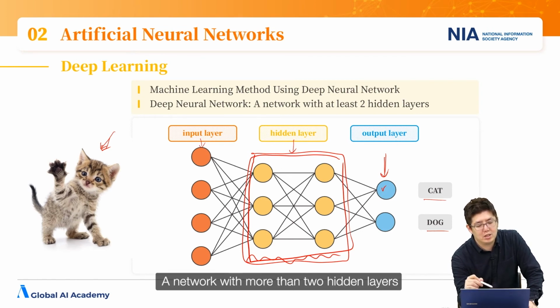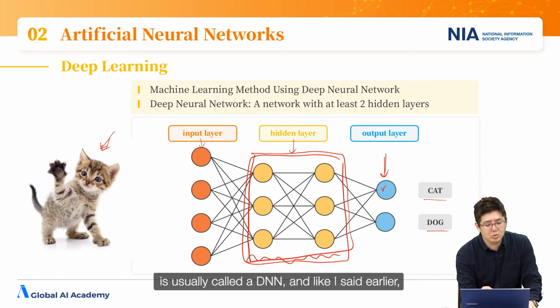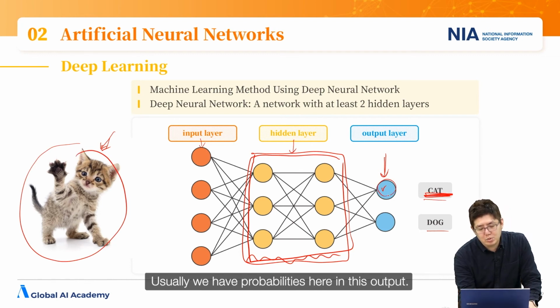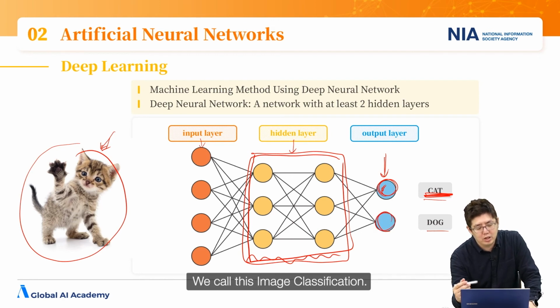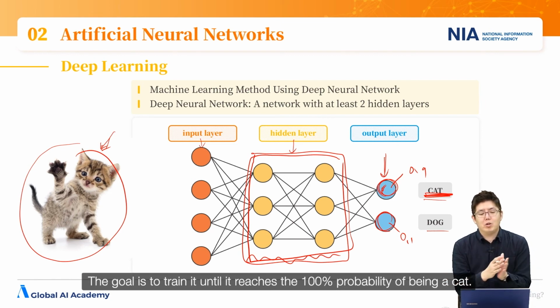A network with more than 2 hidden layers is usually called a DNN, and like I said earlier, it has to be able to say it's a cat if a cat image is inputted. Usually we have probabilities here in this output. We call this image classification. It comes out like a 0.9 probability of being a cat or a 0.1 probability of being a dog. The goal is to train it until it reaches 100% probability of being a cat.